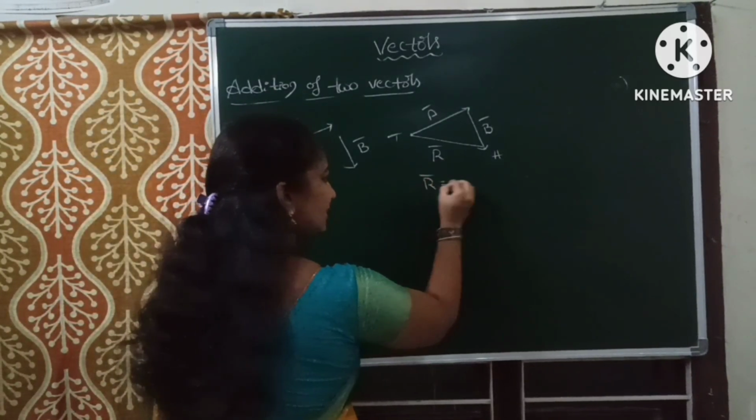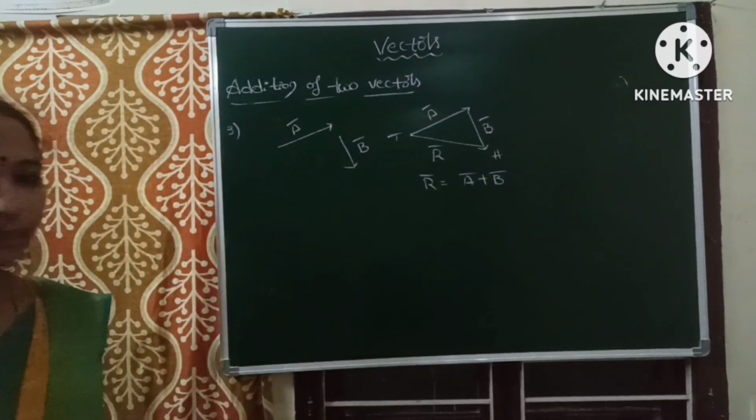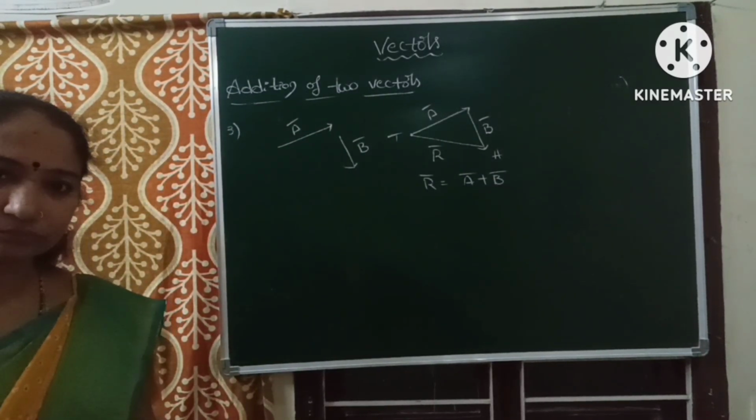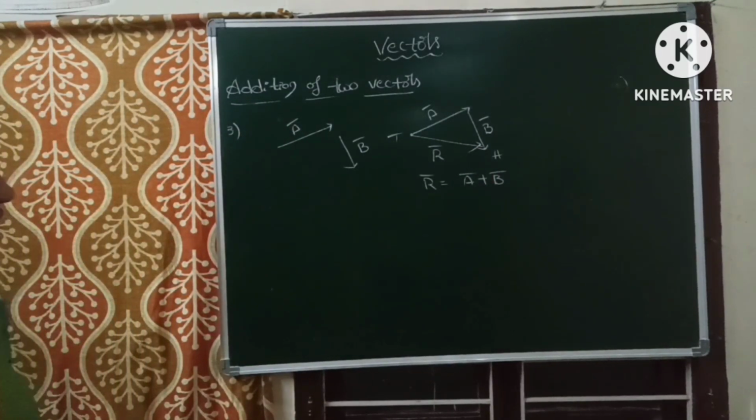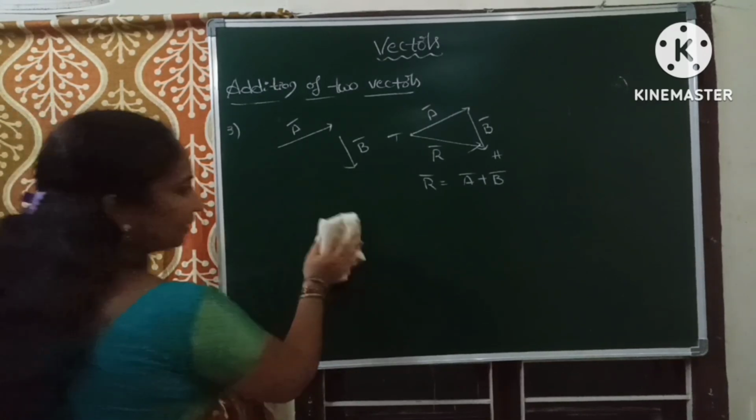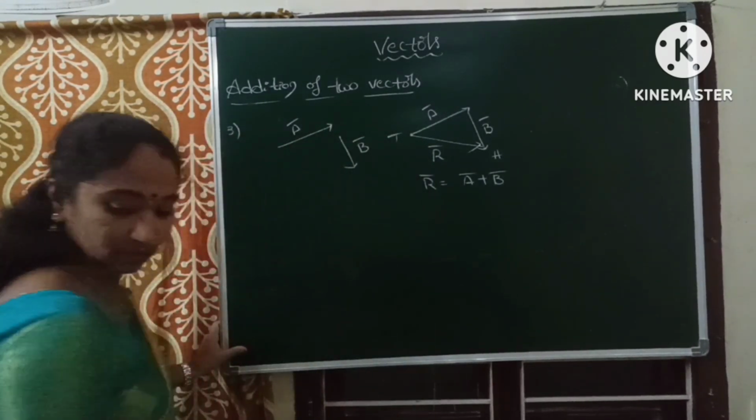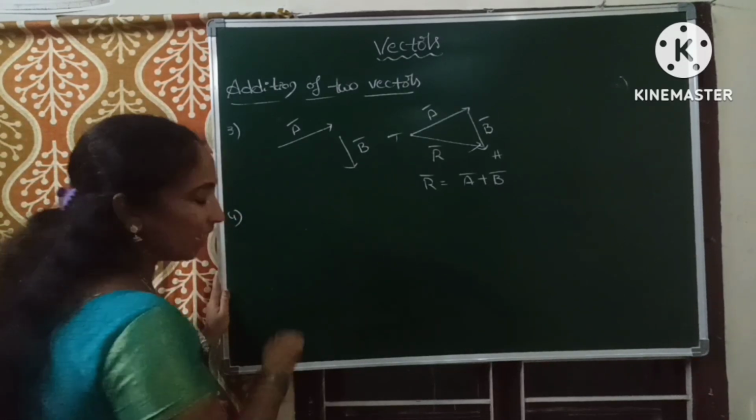Simply R bar is equal to A bar plus B bar. Right? So this is the graphical representation of the vectors. One more law we will discuss here, very important for addition of vectors.